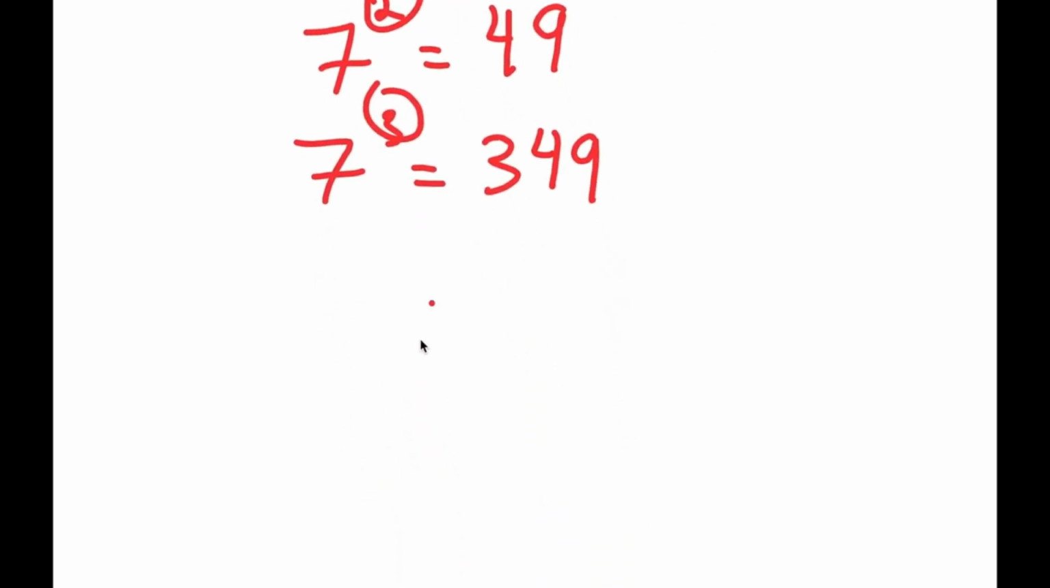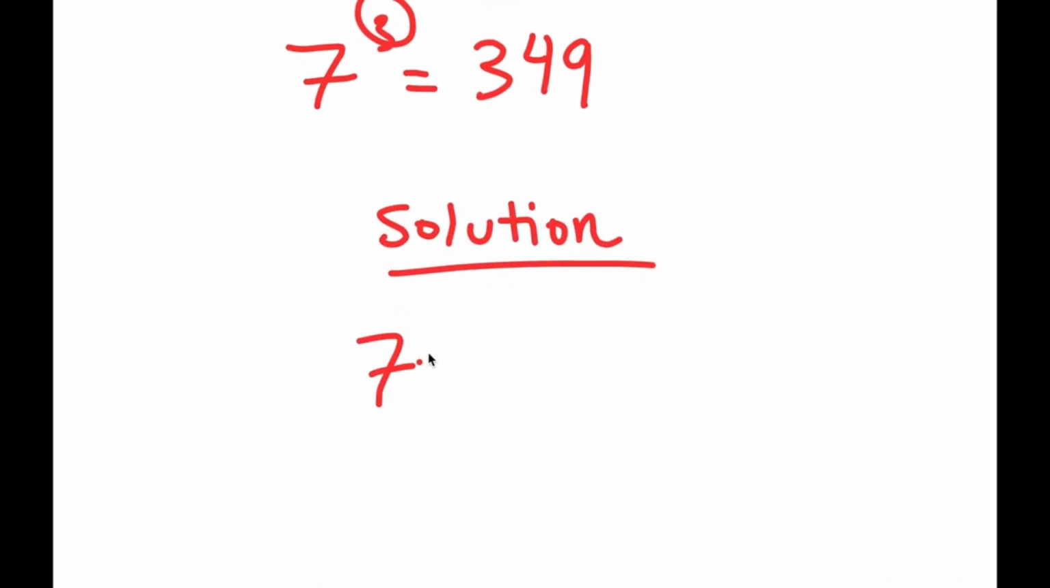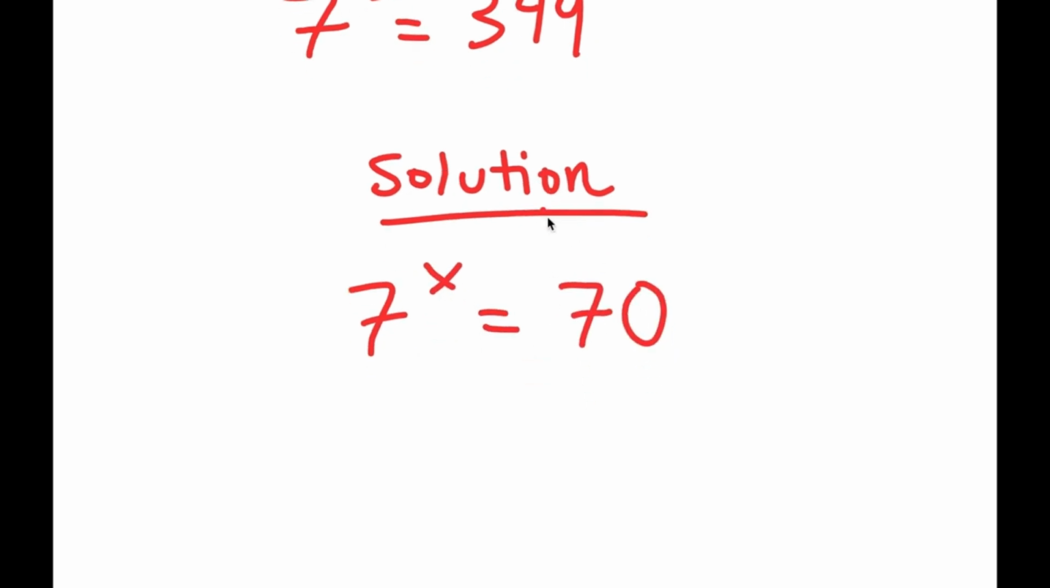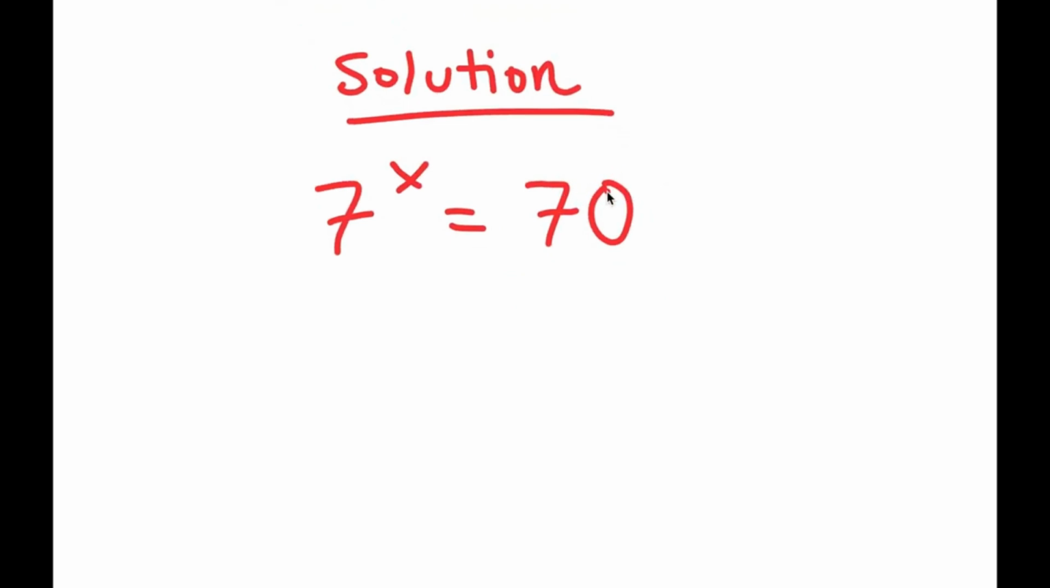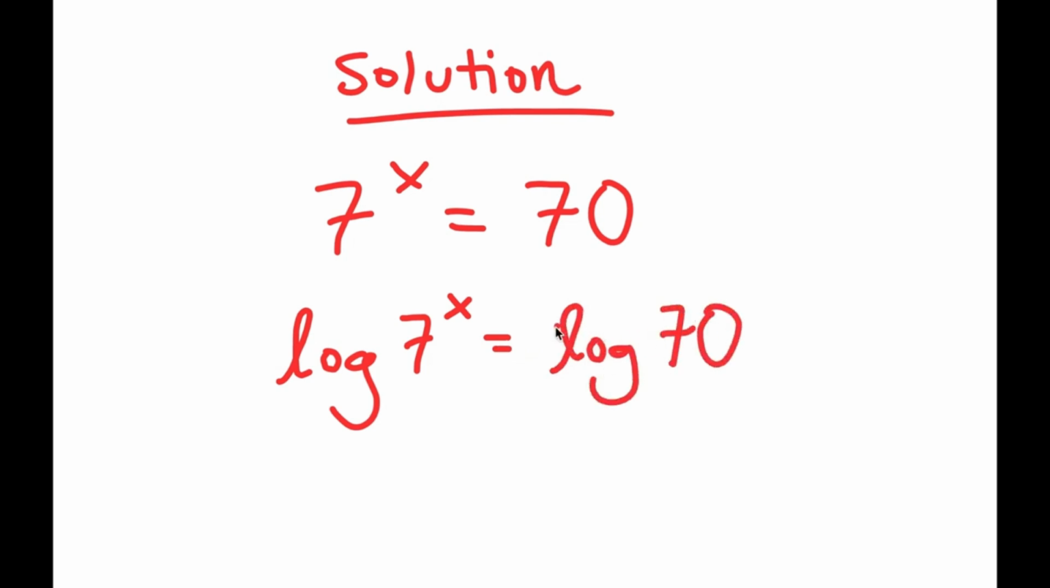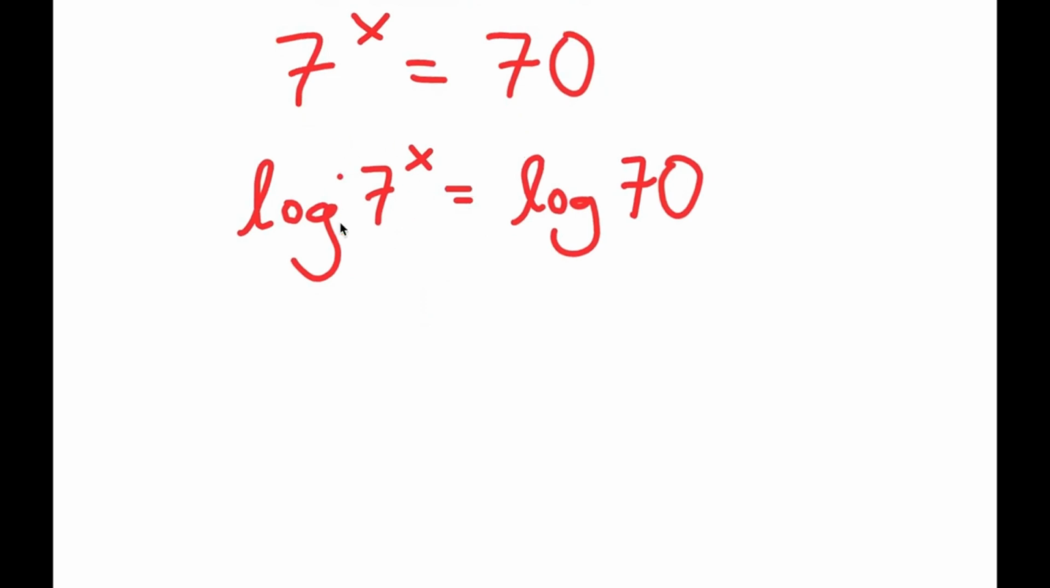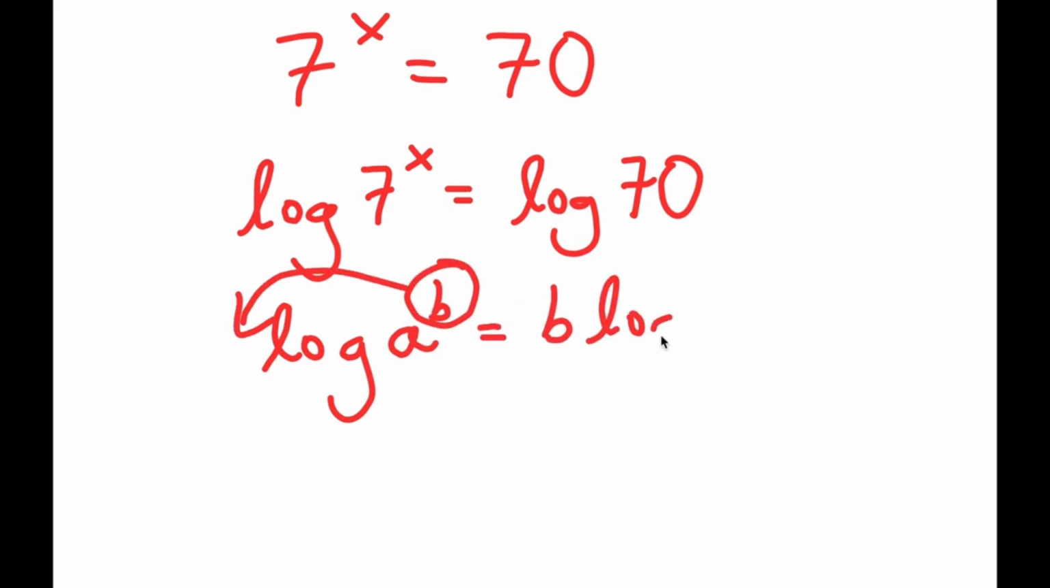So now to actually solve for x, my equation is 7 to the power of x is equal to 70. And what I'm first going to do, and what I recommend doing for any exponential equation such as this, is taking the log on both sides. And the reason you should do this is because now you can use the property log a to the power of b. I can move this b to the front, so I get b times log a. Log a to the power of b is equal to b times log a.